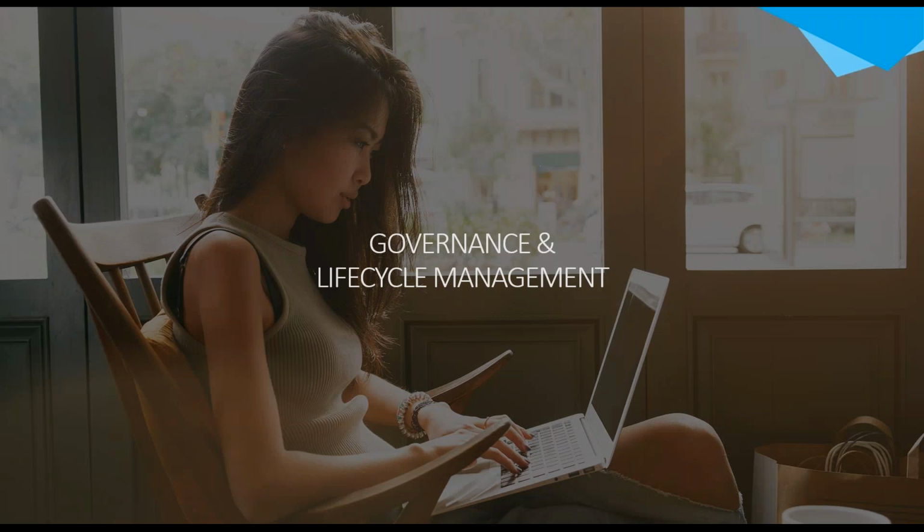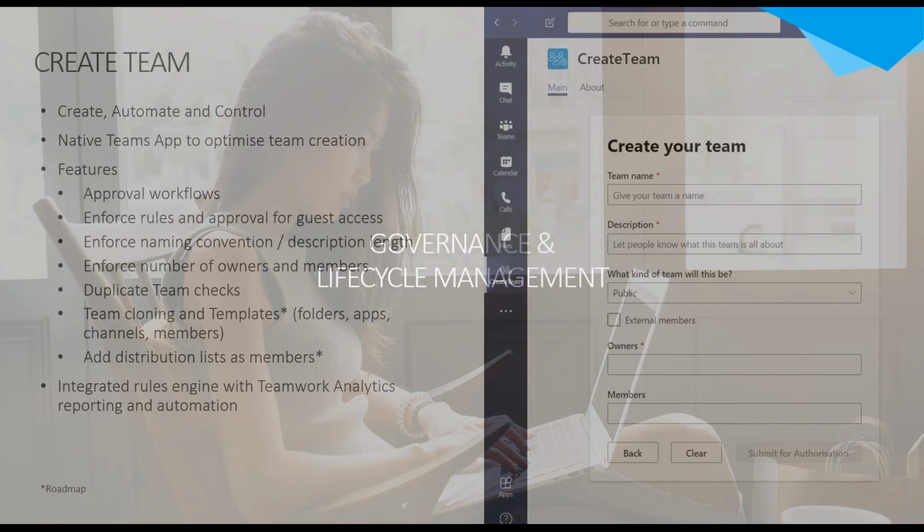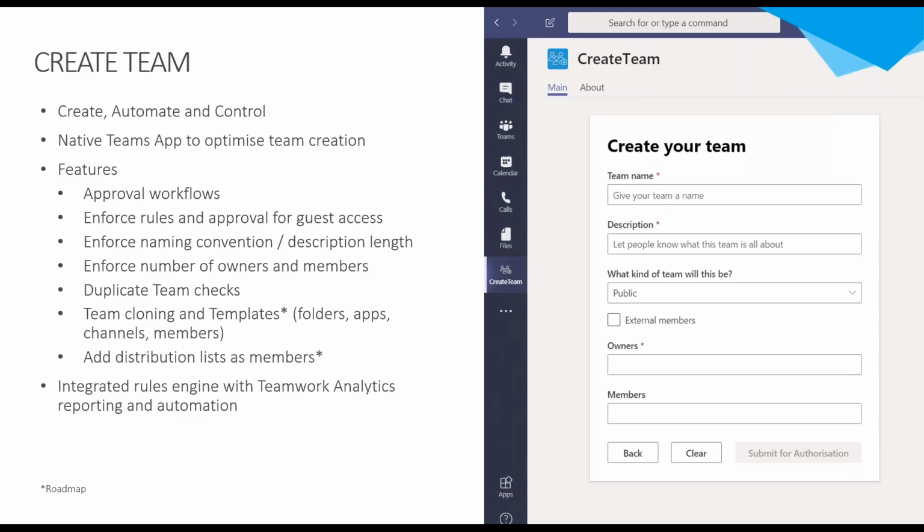We then come on to the governance and lifecycle management, and this is where we start to move into what we do and what we'll have a look at in just a second. So once you've got your security and governance model in place, we need to make sure that as we start to roll out teams and we allow the users to create their teams, that governance is put in place at that point of creation.